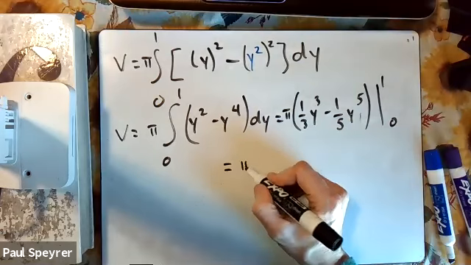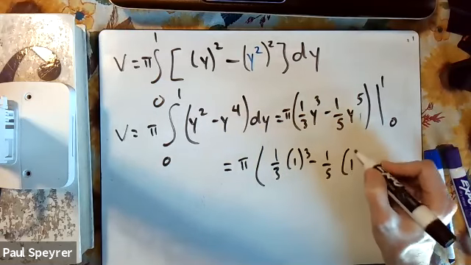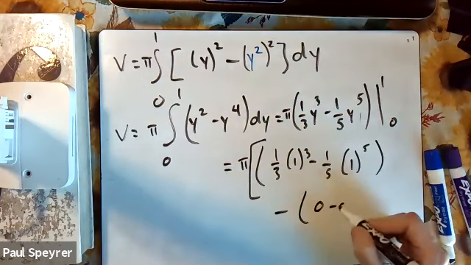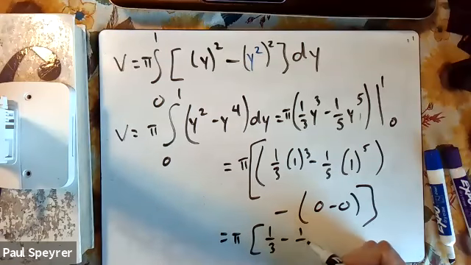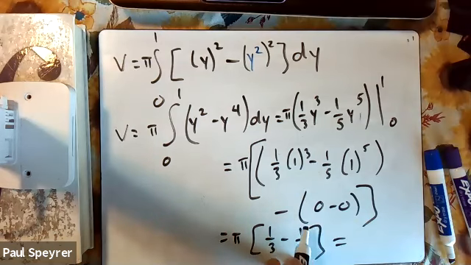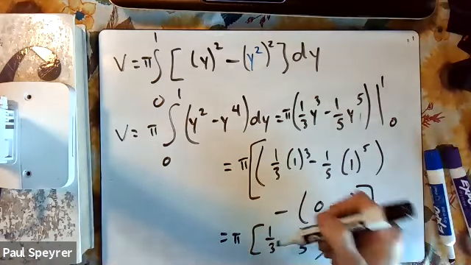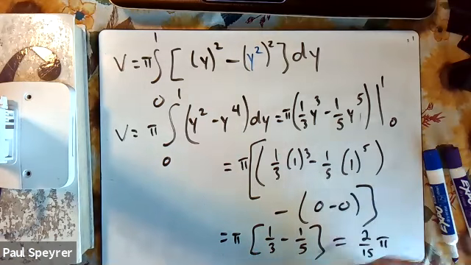So now we have pi, and you have a third times 1 cubed minus 1/5 times 1 to the fifth minus the entire bottom. Again, that zeroes out. So we have pi and then 1/3 minus 1/5. This popped up before. That's just a coincidence. I don't know why all these problems keep working out so that it's always something like this. It won't always be a third minus a fifth, okay? So if we compute that out, we know that it's 2/15. We get 2/15 pi.